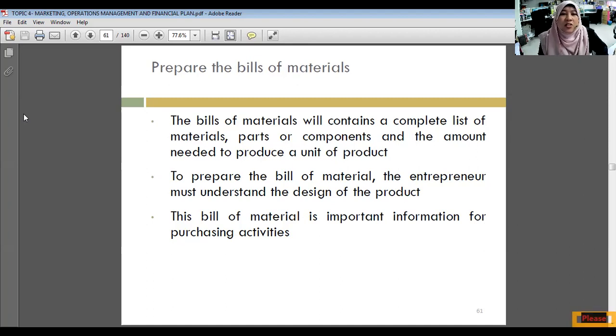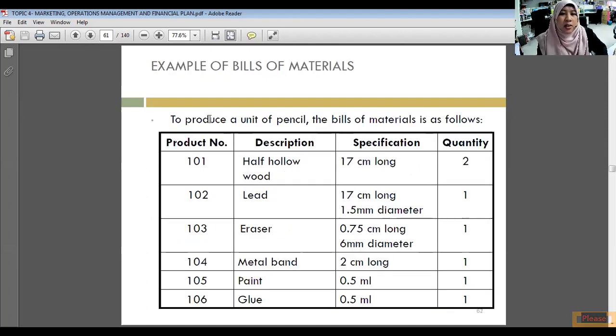A bill of materials contains a complete list of the materials, parts, and components, and the amount needed to produce a unit of product. To prepare the bill of materials, the entrepreneur must understand the design of the product. The bill of materials is important information for purchasing activity. This is how a bill of materials looks like.